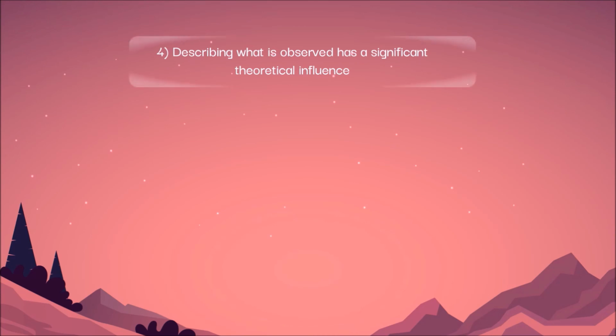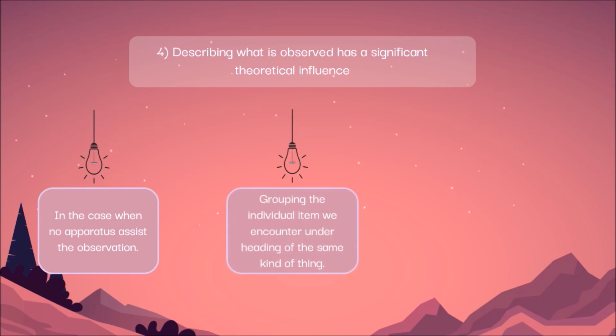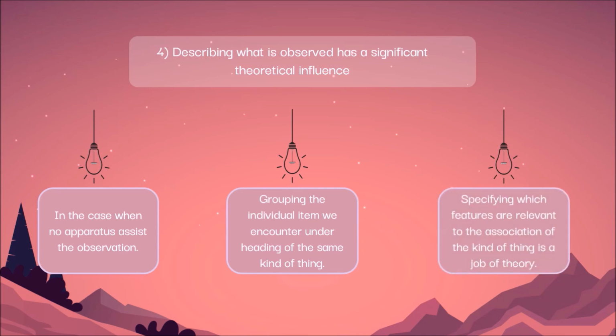Number four, describing what is observed has a significant theoretical influence. Number one, in the case when no apparatus assists the observation. Number two, grouping the individual items we encounter under the heading of the same kind of thing, meaning that we categorize the information under the same type and form. And the last one, specifying which features are relevant to the association of the kind of thing is a job of theory. Meaning here, theory itself has to determine which characteristics and features are suitable to the relationship of the thing.